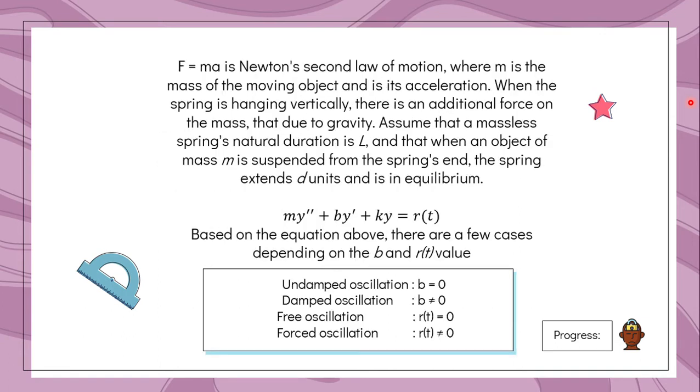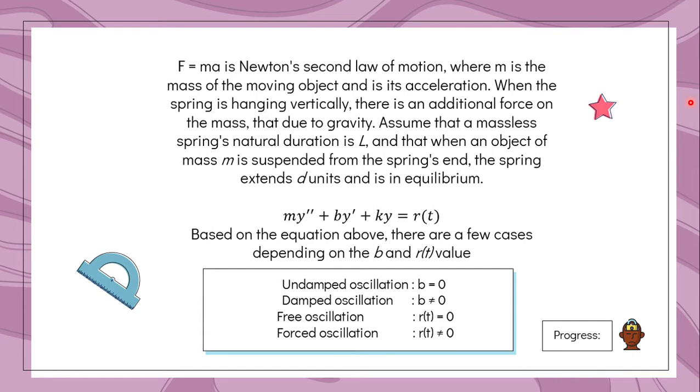F equals ma is Newton's second law of motion, where m is the mass of the moving object and a is its acceleration. When the spring is hanging vertically, there is an additional force on the mass due to gravity. Assume that a massless spring has a natural length, and when an object of mass m is suspended from the spring's end, the spring extends and is in equilibrium.